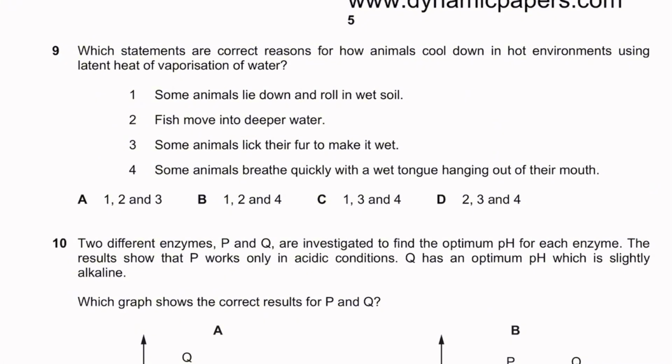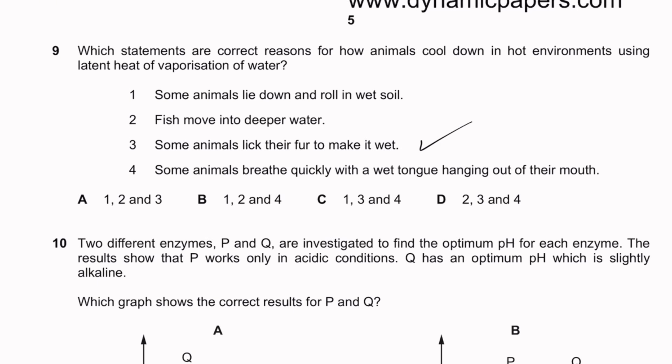Some animals lie down and roll in wet soil. Fish move deep in water, in deeper water. Some animals lick their fur. Exactly. So these are examples of how animals use this in order to cool down. Some animals lick their fur to make it wet because then this saliva can evaporate so that it cools down their body.